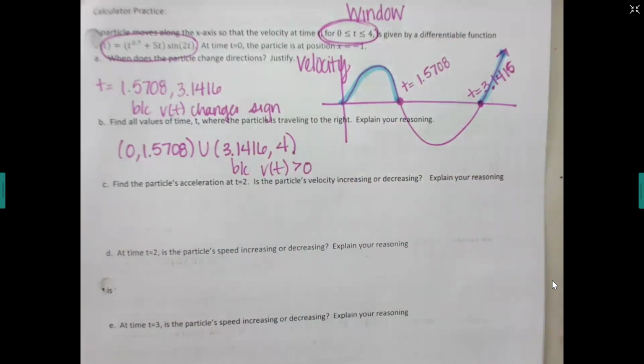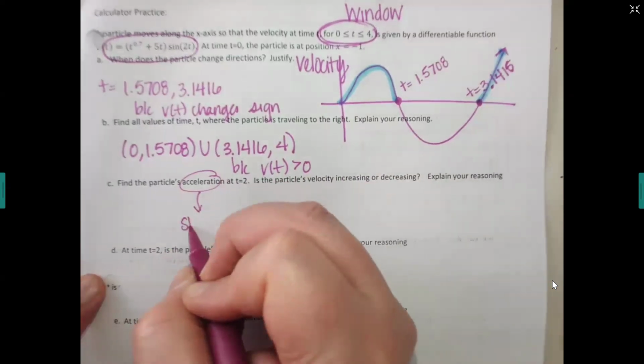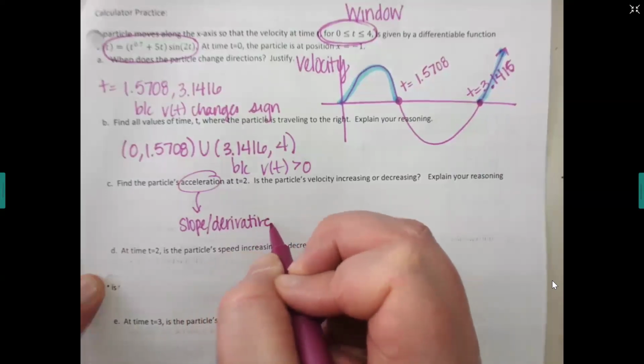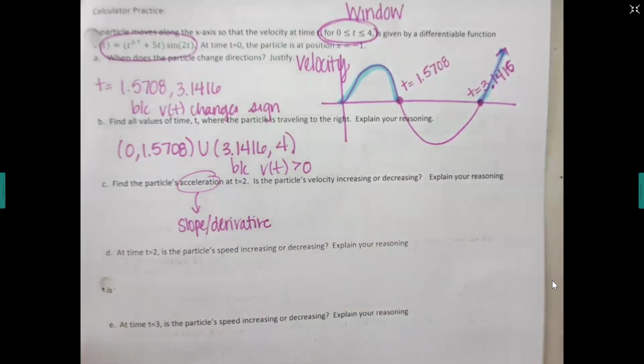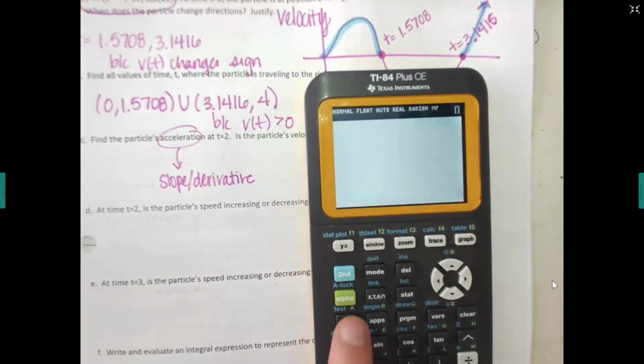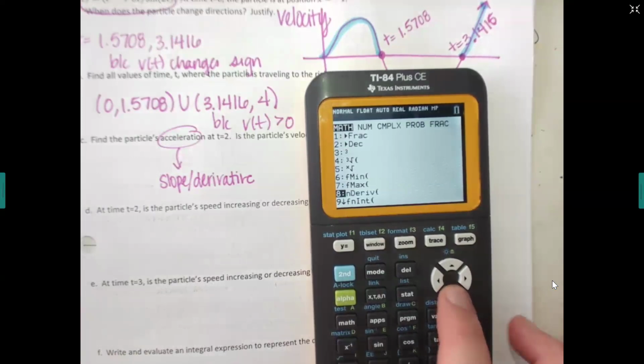Okay, next question. I want the particle's acceleration at 2. What is acceleration on the velocity graph? Do you remember? Slope, and we learned how to find the slope, but you might have forgotten. So in your calculator, put acceleration, this is the slope or derivative. Okay, you're going to hit second quit and go into your regular calculator screen. The derivative is math 8. So math, go down to option 8. And it says nDeriv for derivative.